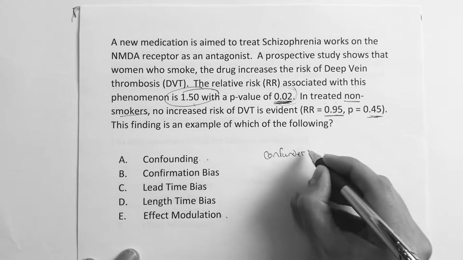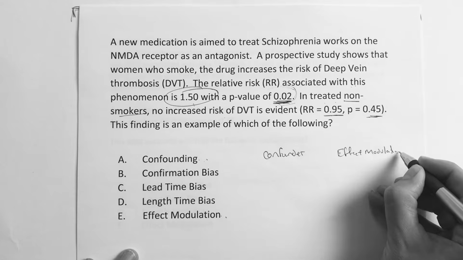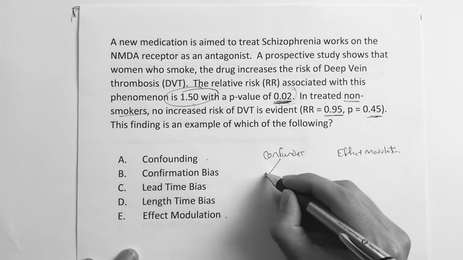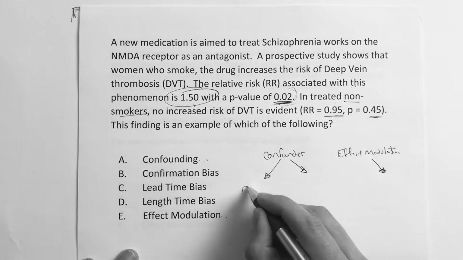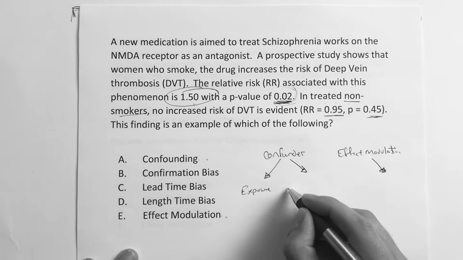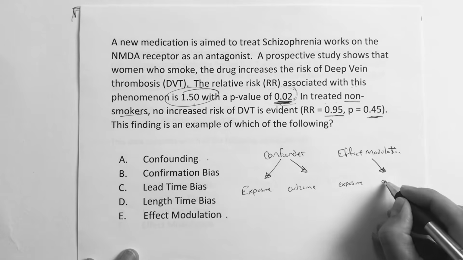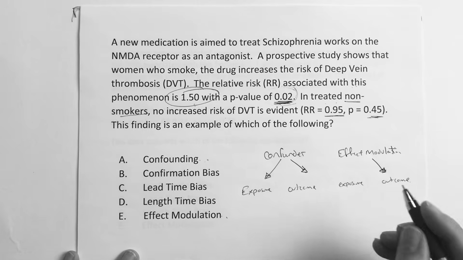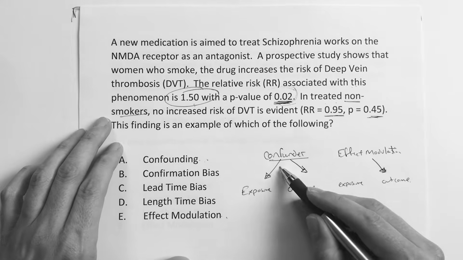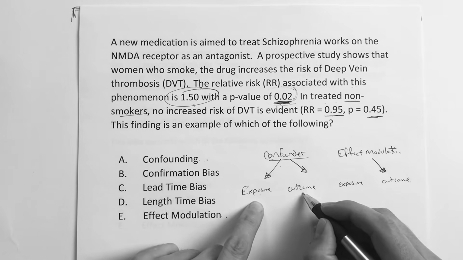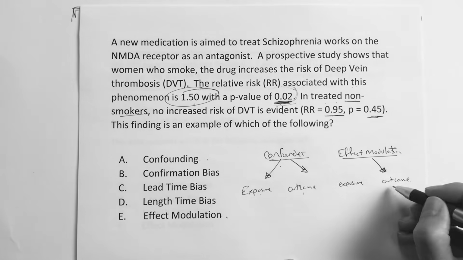So with a confounder and effect modulation, and actually it's pretty easy, that'll work for Step 1, Step 2. A confounder, okay, think of it like this. You draw it out and have exposure and outcome. And this is a simplified version: a confounder affects both the exposure and the outcome, whereas an effect modulator only affects the outcome.